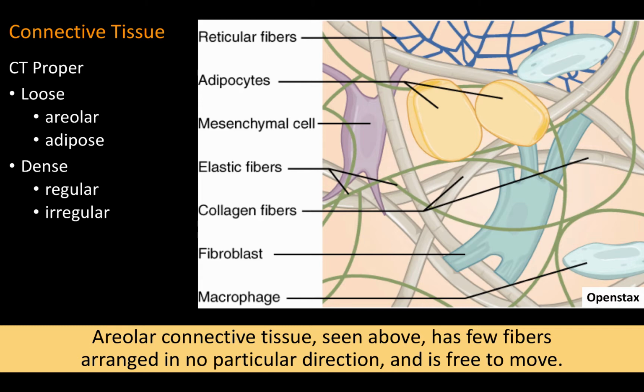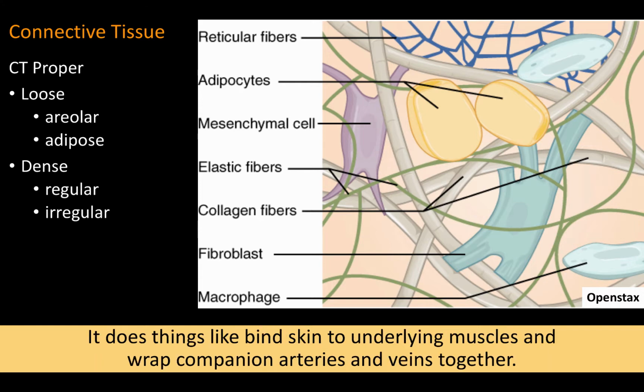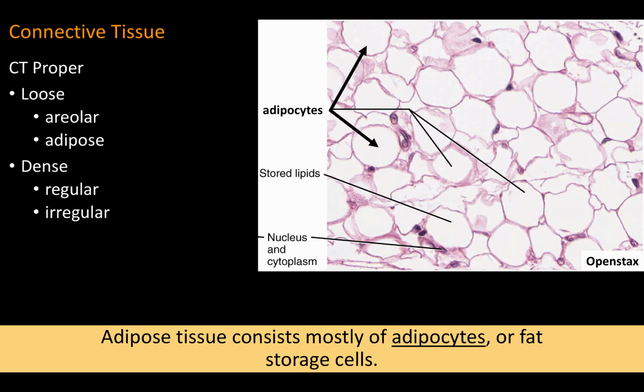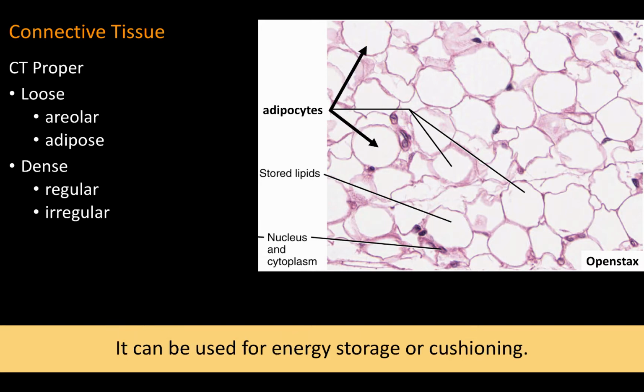Areolar connective tissue, seen above, has few fibers arranged in no particular direction and is free to move. It does things like bind skin to underlying muscles and wrap companion arteries and veins together. Adipose tissue consists mostly of adipocytes, or fat storage cells. It can be used for energy storage or cushioning.